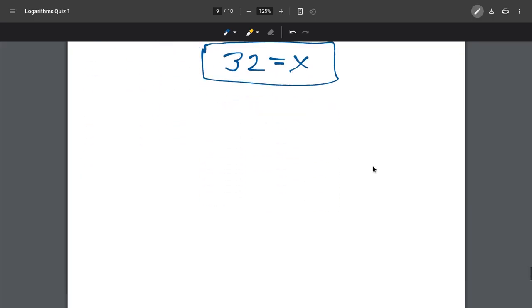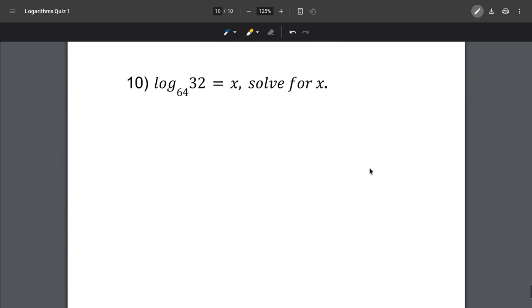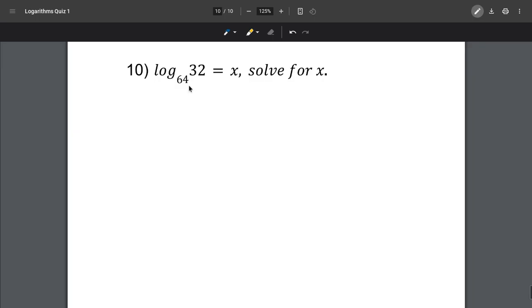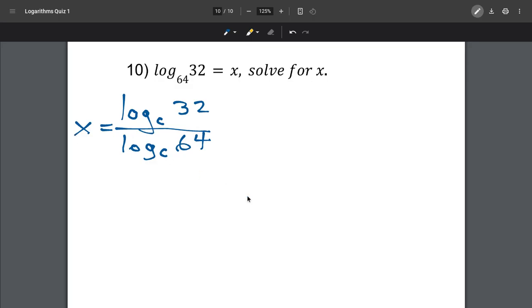All right. Last one, log base 64 of 32 equals x. So again, we could start writing in exponential form. 64 to the x power equals 32. But you're going to quickly see you want to use change of base on this particular problem. So let's do that. We'll say log some base c of 32 over log of some base c of 64. That's going to be what x is going to be.